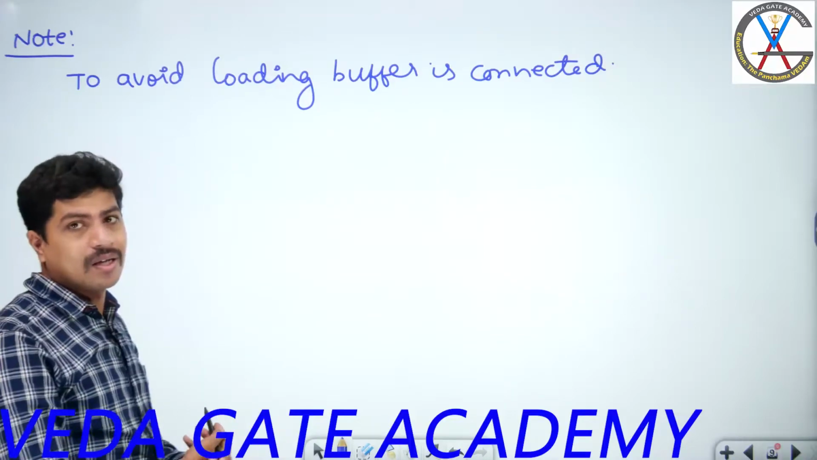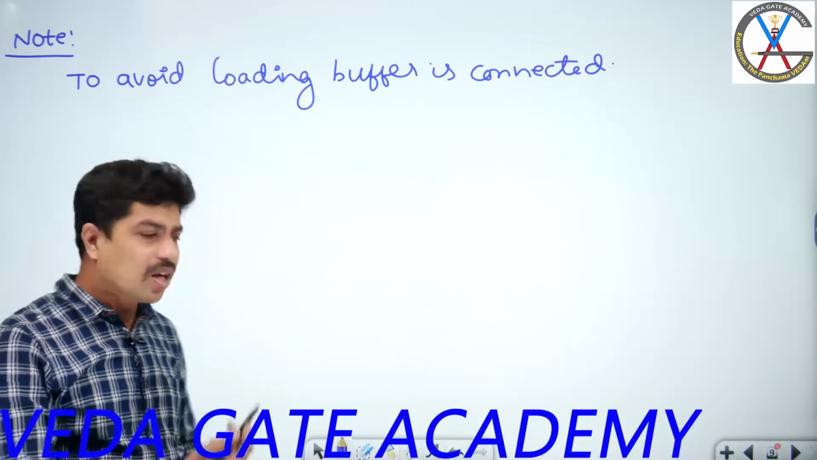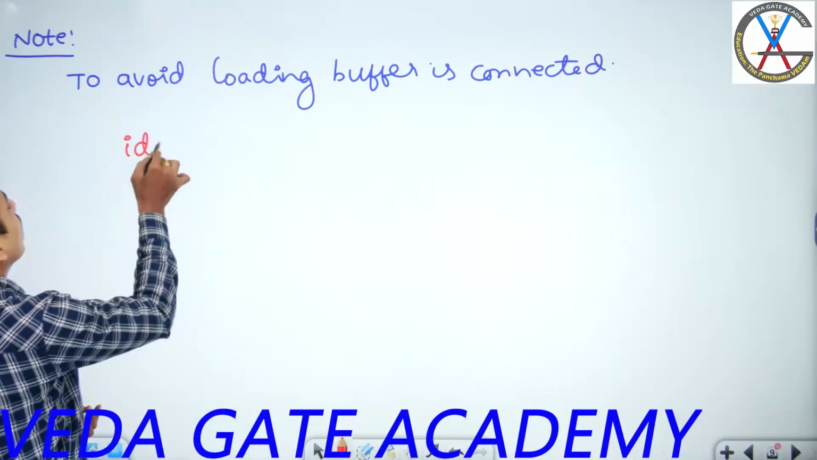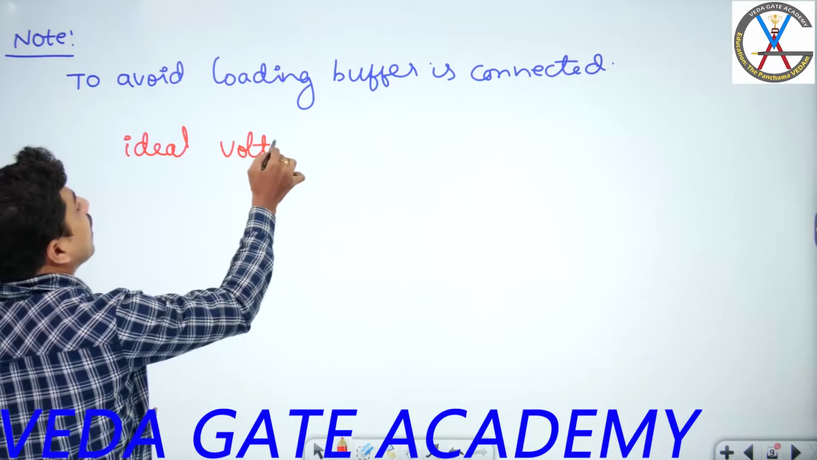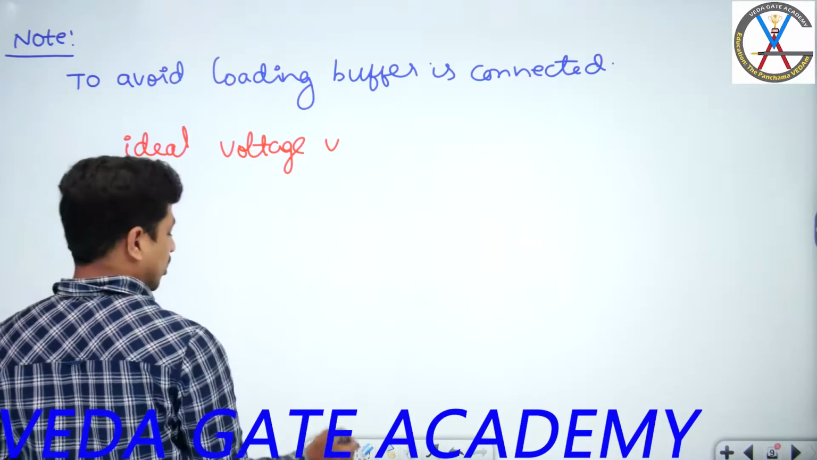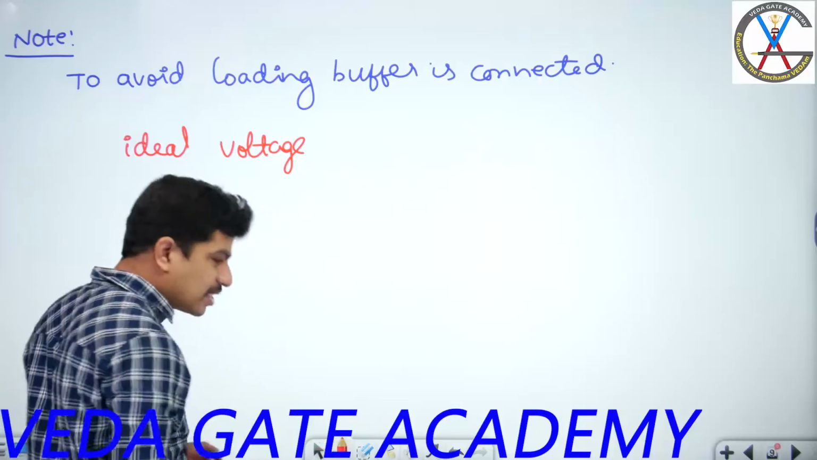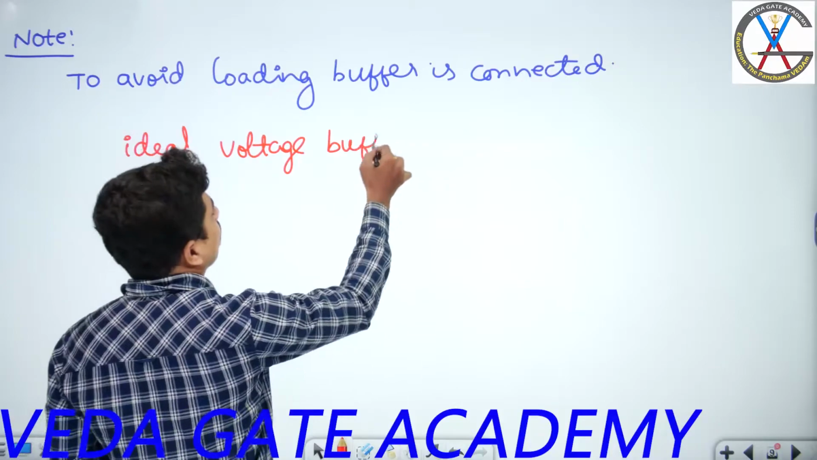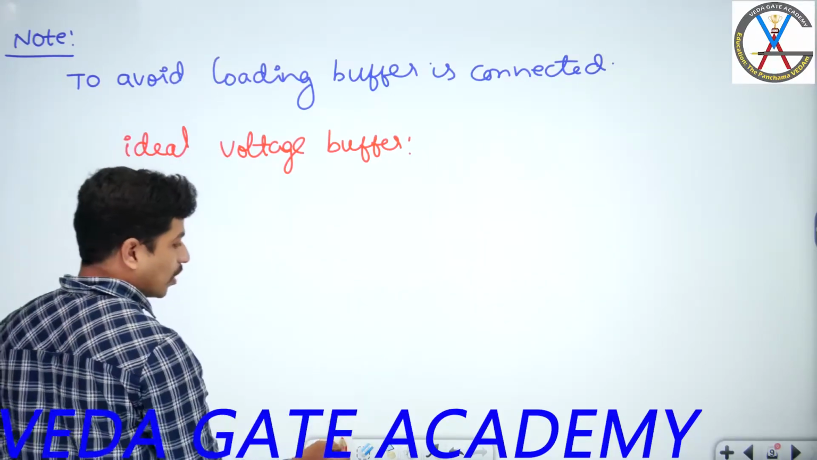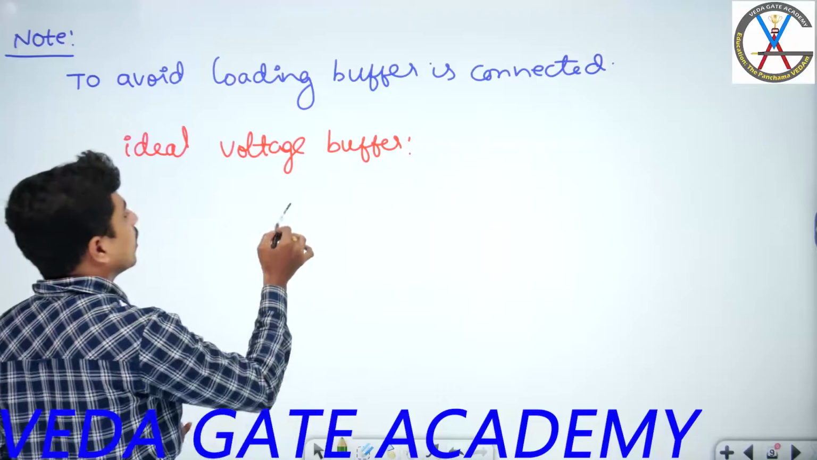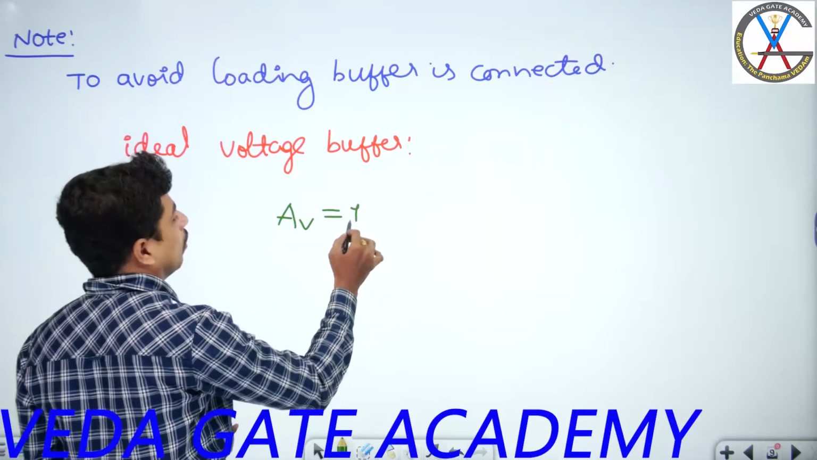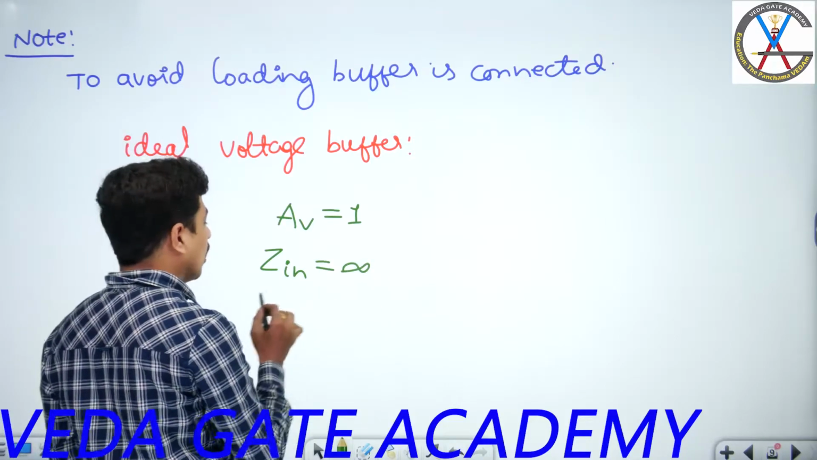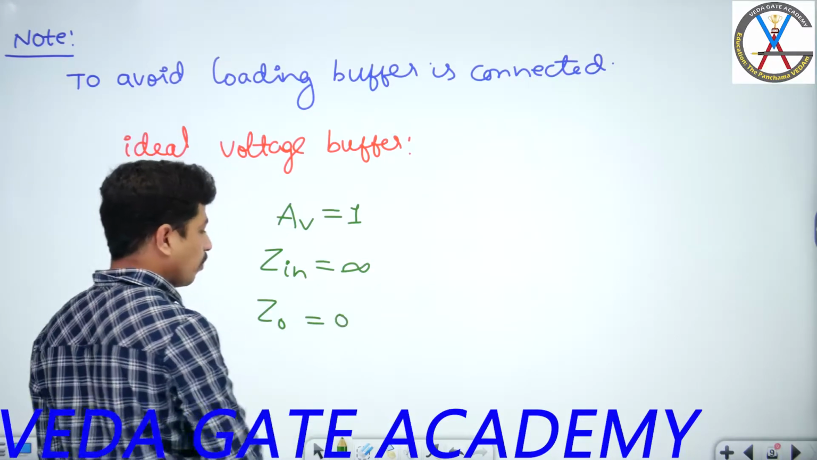In the previous circuit, we will take an ideal voltage buffer. First of all, let us see the characteristics of the ideal voltage buffer. See, the ideal voltage buffer is an electronic circuit. What its design is and all these things you learn in analog electronics. Ideal voltage buffer, how it looks. The ideal voltage buffer is like this. Voltage gain is 1. Input impedance is infinity, and output impedance is 0.